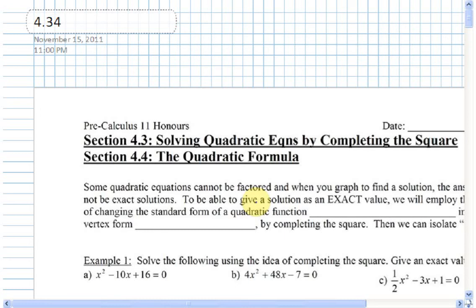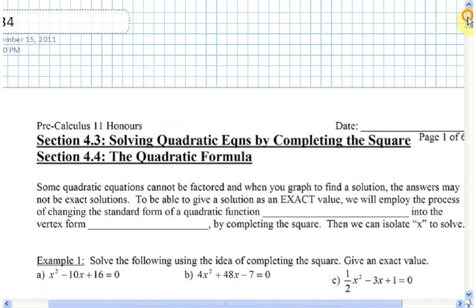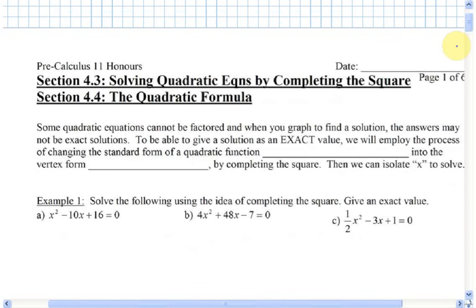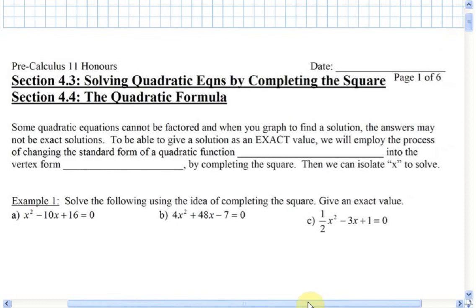All right. Okay. Remember that stuff we did in Chapter 3 called completing the square? Welcome back. We're doing it again. So what I want to quickly tell you is this.